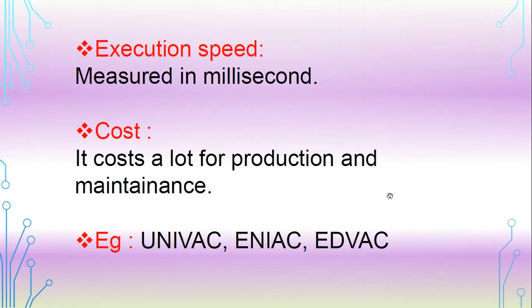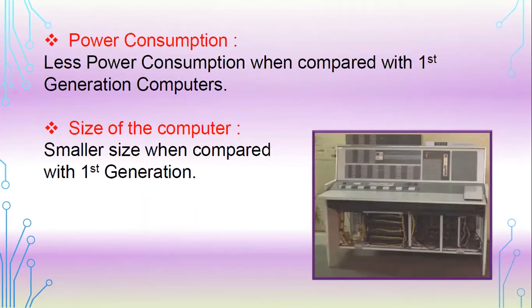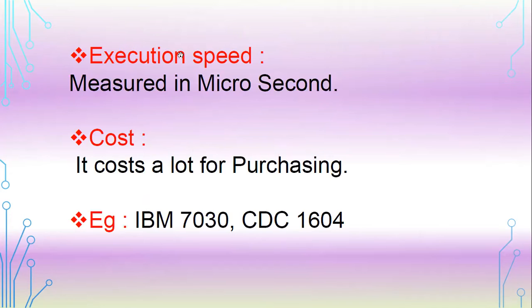Now we are going to learn the special features of second generation computers. Let's see. The duration is from 1956 to 1963. Here, the electronic technology used was transistors. This is a picture of transistors. When considering power consumption, it was less when compared with first generation computers. Also, the size of these computers was smaller when compared with first generation computers. Here the execution speed was measured in microseconds. It cost a lot to purchase. Examples were IBM 7030 and CDC 164.